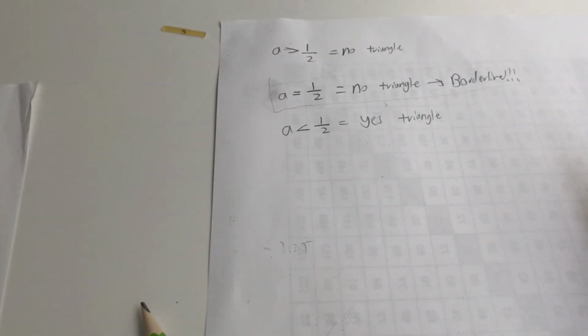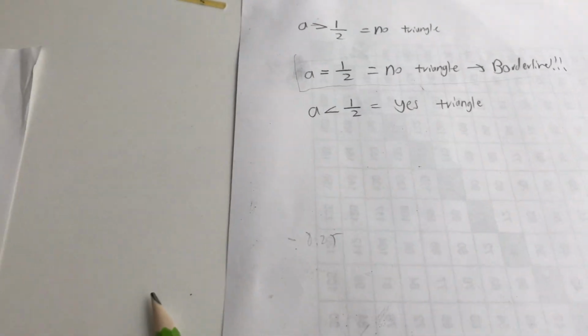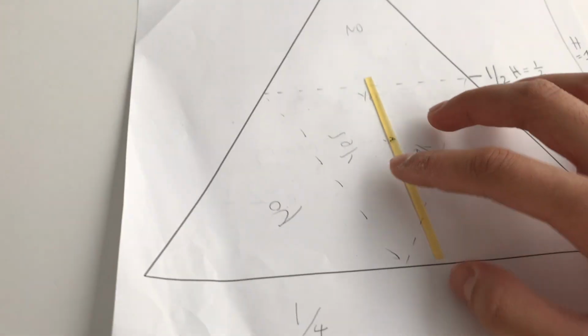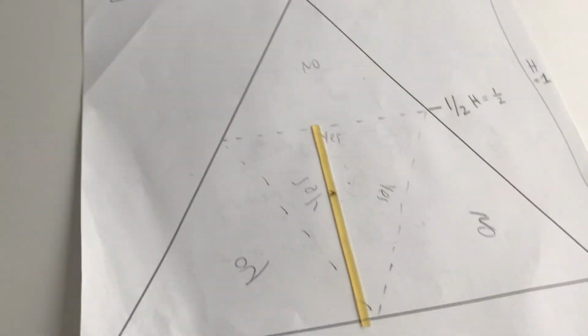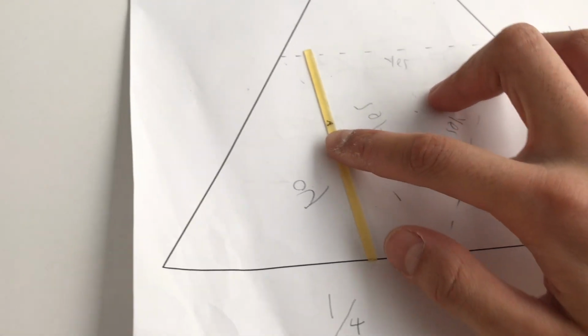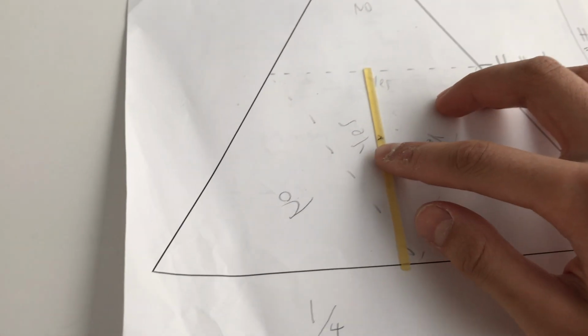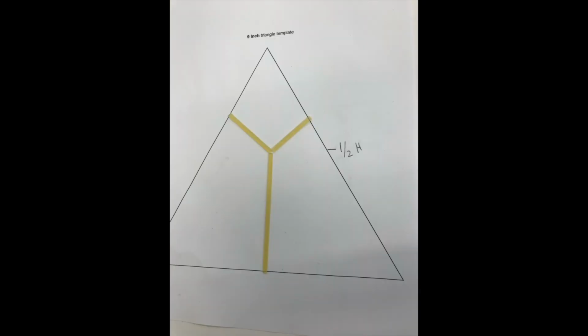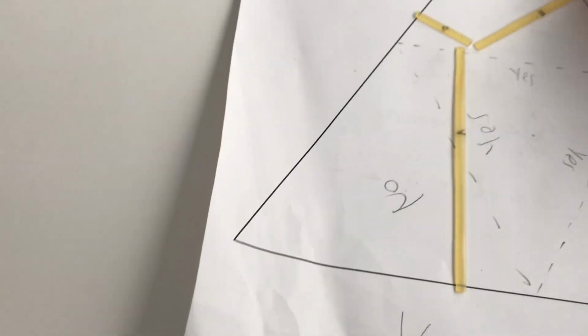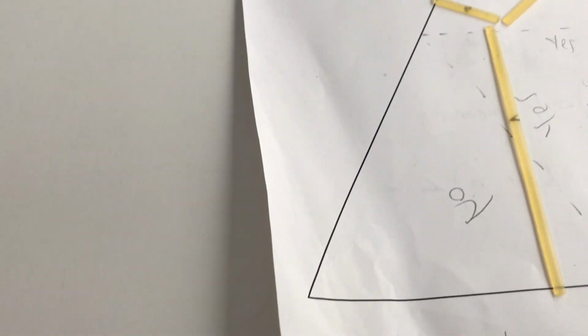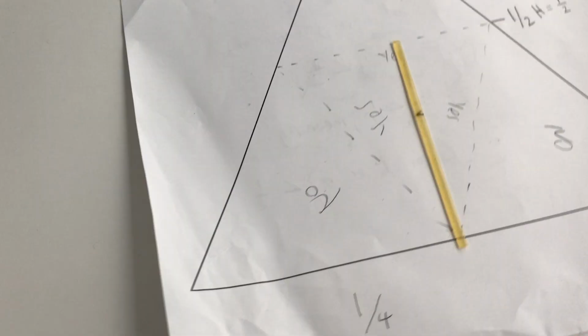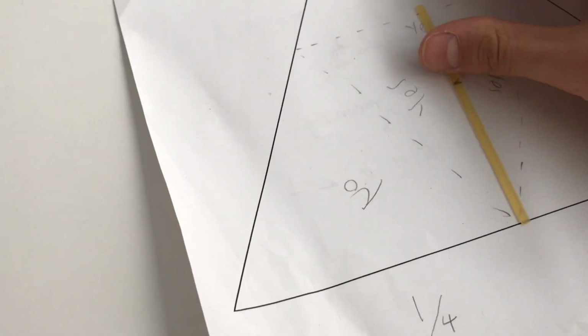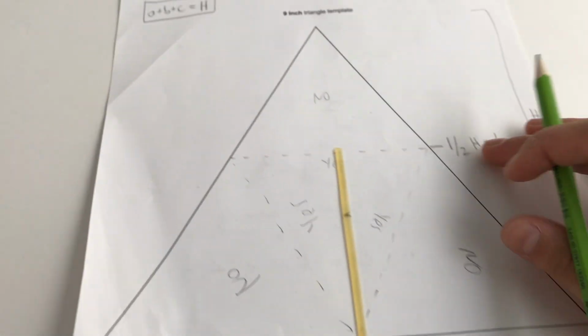But what if A is equal to half? Well, that's the borderline. That's the borderline between a yes triangle and a no triangle. And that's what this stick is for. This A stick is exactly equal to half of the height. That means if I slide the stick across this line, B and C can always be altered. And because of Viviani's theorem, we know that all three of these sticks still add up to 1. And that is why the region below this is yes, and the region above is no triangle.